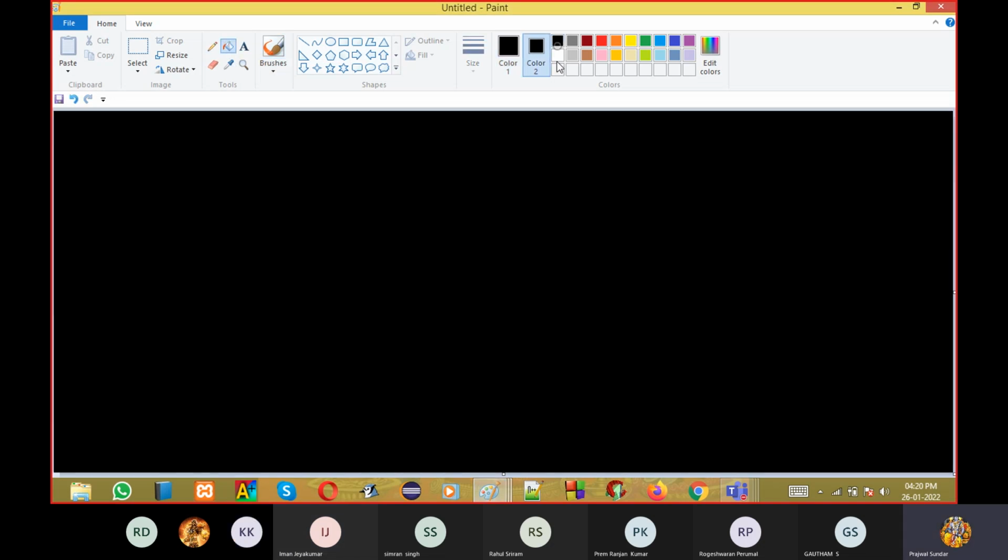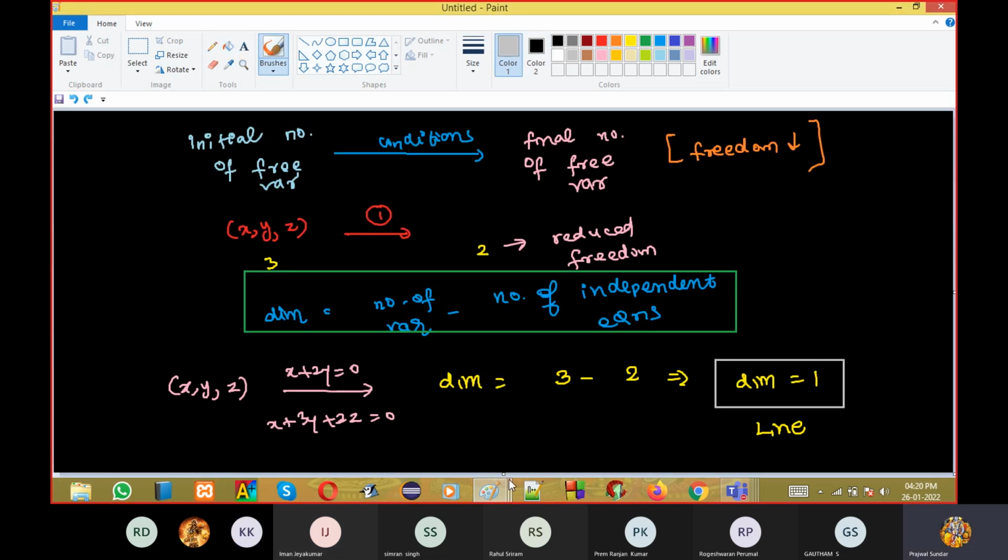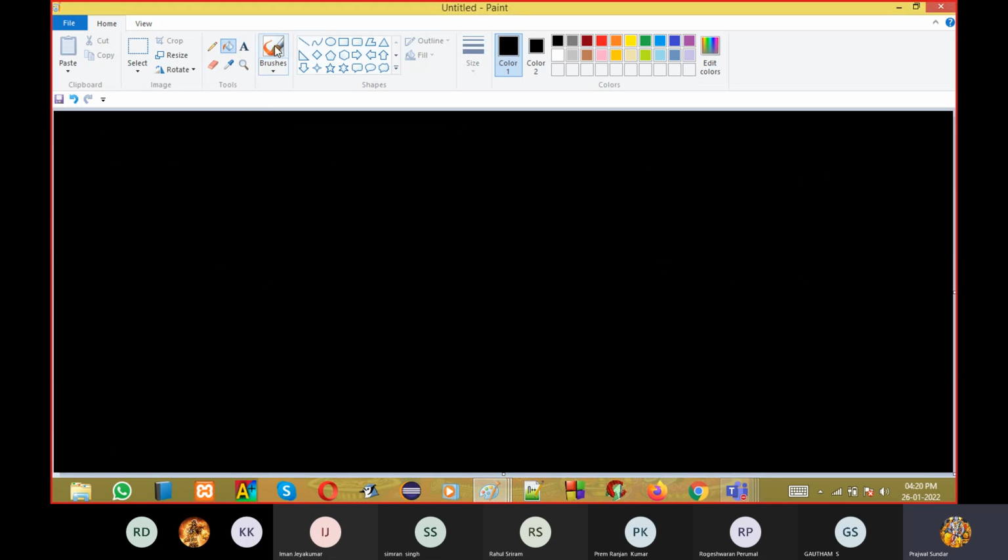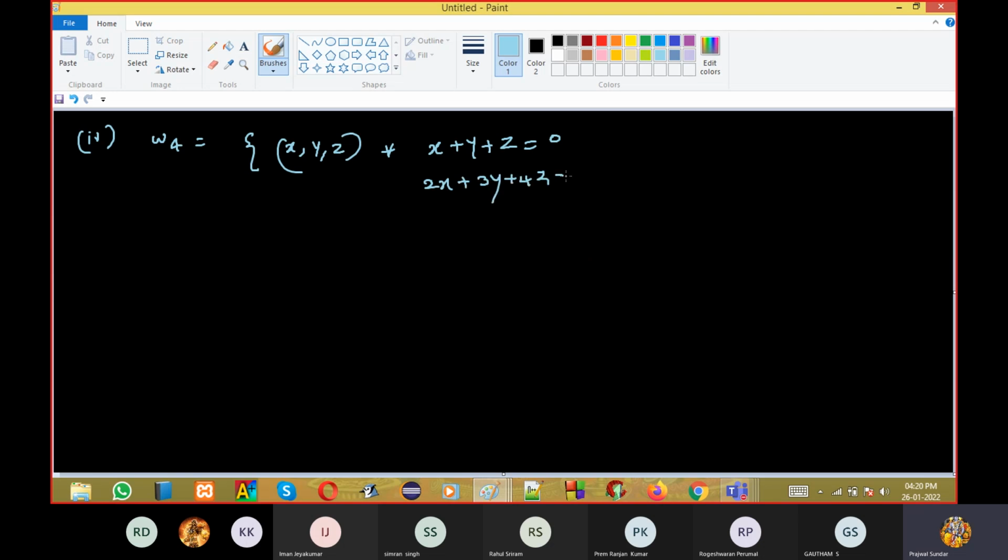Very good. So this is the third question I did. Now I'll give you two questions. You tell me what is the dimension. I'm giving W4 as x, y, z for all x plus y plus z is 0, 2x plus 3y plus 4z is 0, and 4x plus 5y plus 6z equal to 0. Please tell me what is the dimension of this subspace.